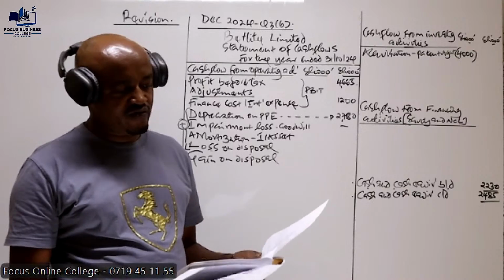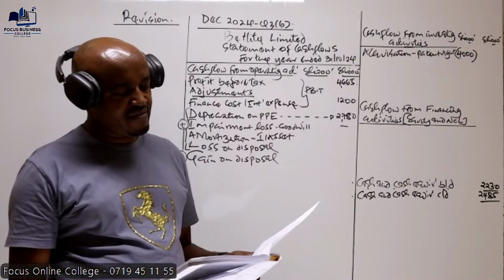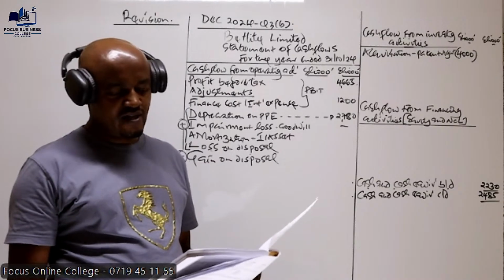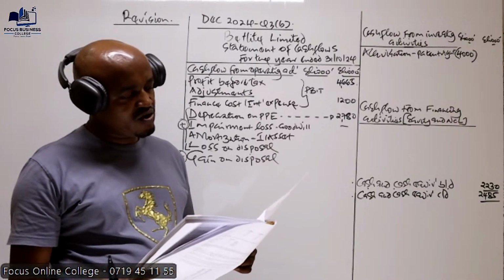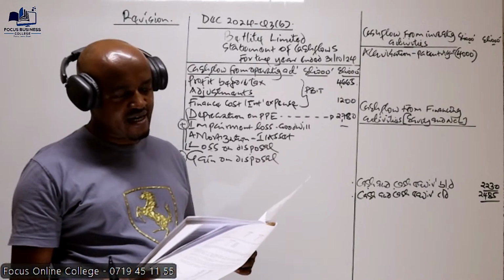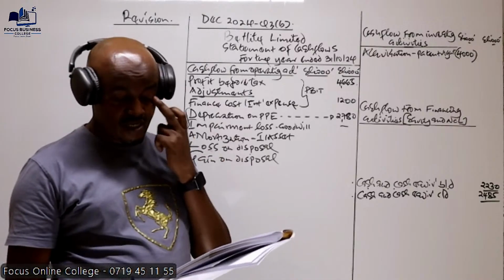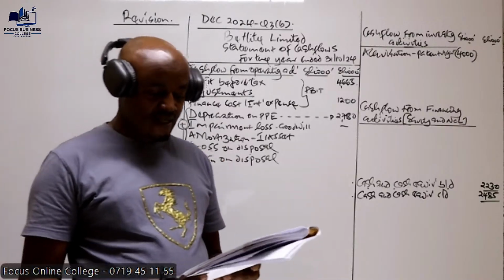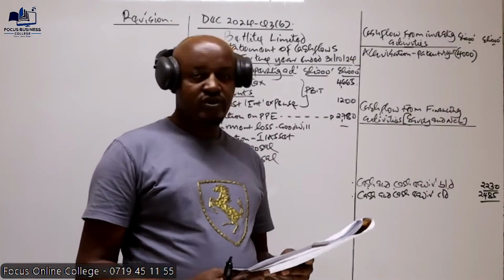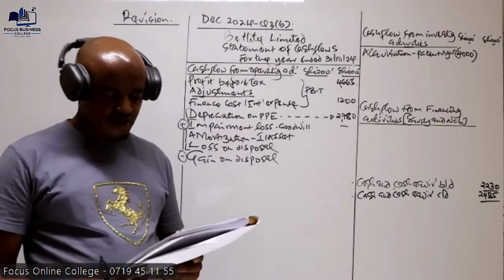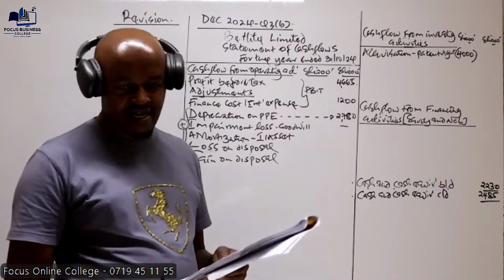We are told in note 4 that investments held by Betrite Limited are measured at fair value through profit and loss, and that there was neither purchase nor sale of the investment. There was no purchase, there was no sale. But if you check the value of those investments, you can see their value increased from 55 to 58.25. So how much is the increase? The increase here is 325.